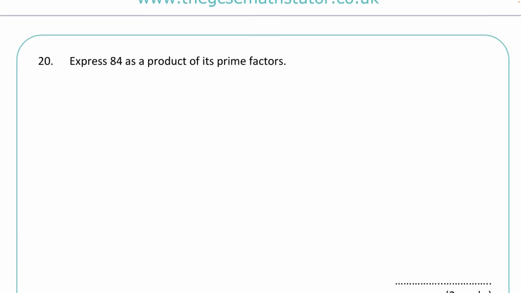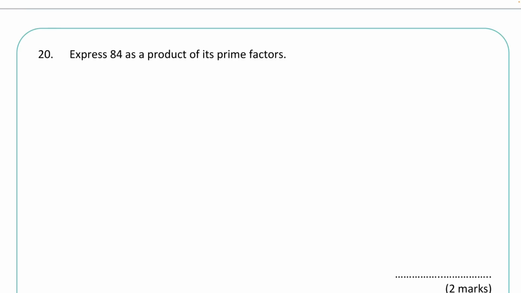And looking at our next question, we have express 84 as a product of prime factors. So really important here that we get the first 2 correct, because that's where we're getting our first mark. And if we get that wrong, we're getting the rest of it wrong. So we want to be really careful. It's an even number, so let's just divide it by 2. Half of 84 is 42, and there we go, that gets our first part of our prime factor tree correct.